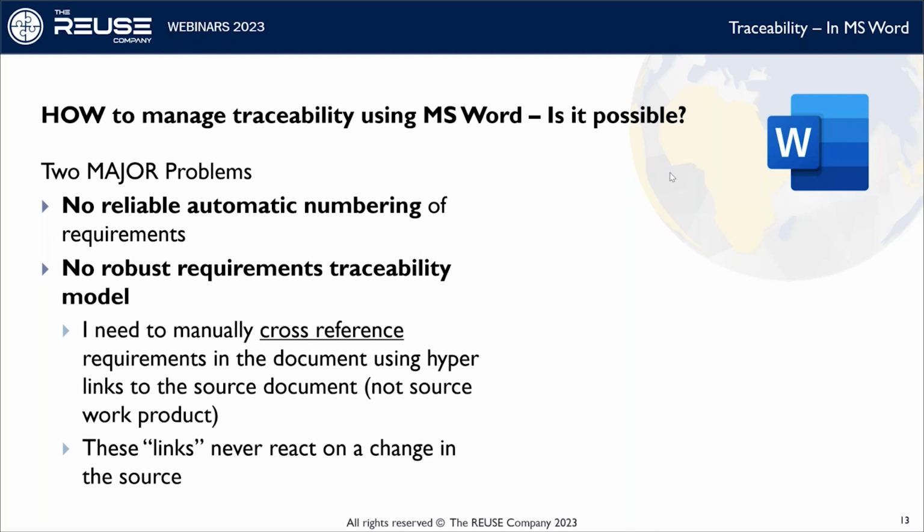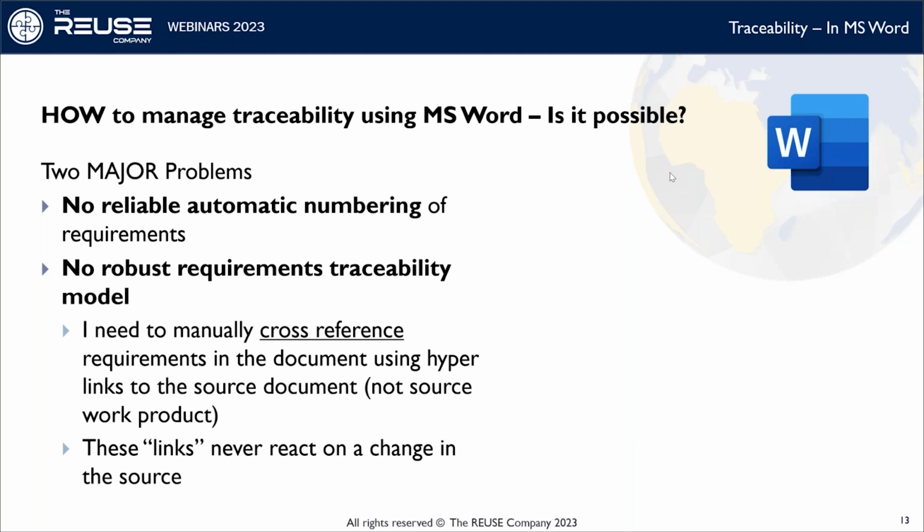And also, there is no traceability model for how you're going to work with your traceability. So it's really up to the author of the requirements specification to define if you want to work with cross-references to other documents, like hyperlinks. Of course, you can do that. It's tedious, it's time-consuming, and you could absolutely discuss the value of this, because these links are absolutely dead. They will not react to anything.